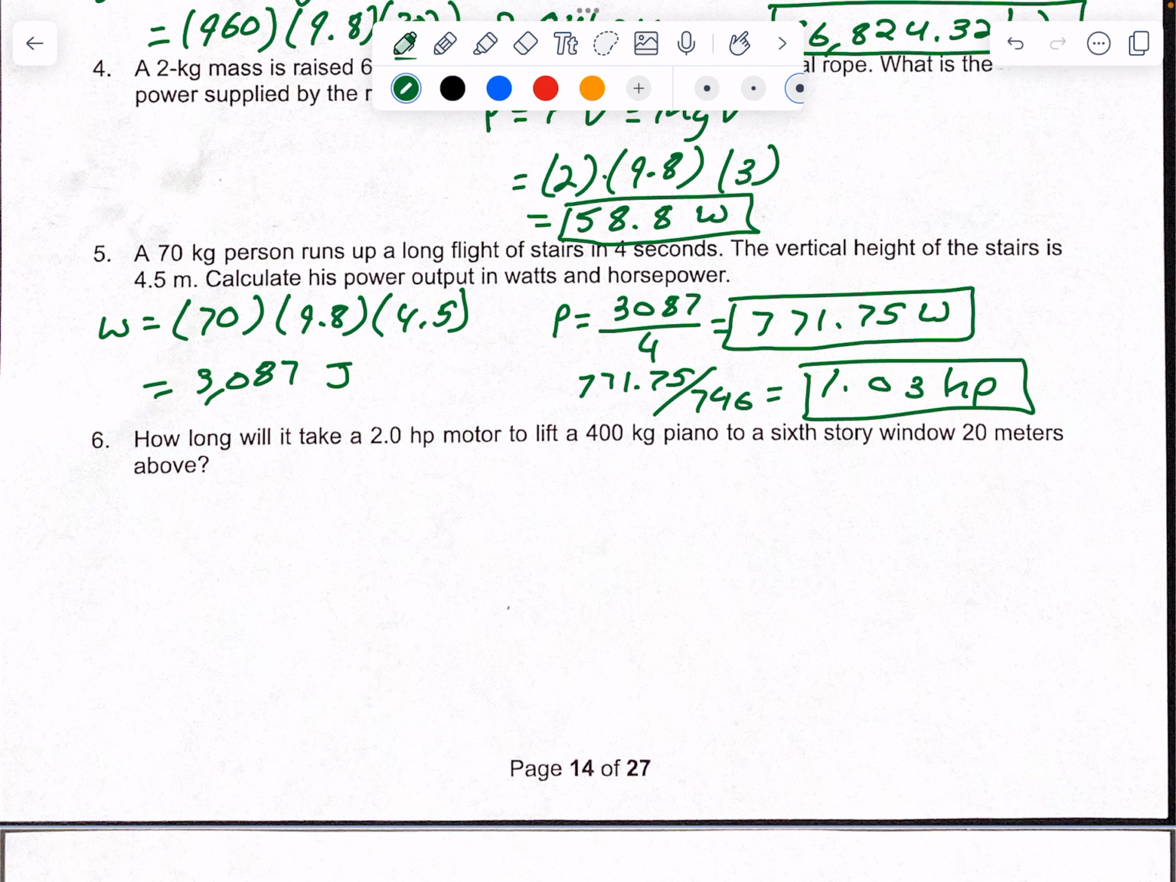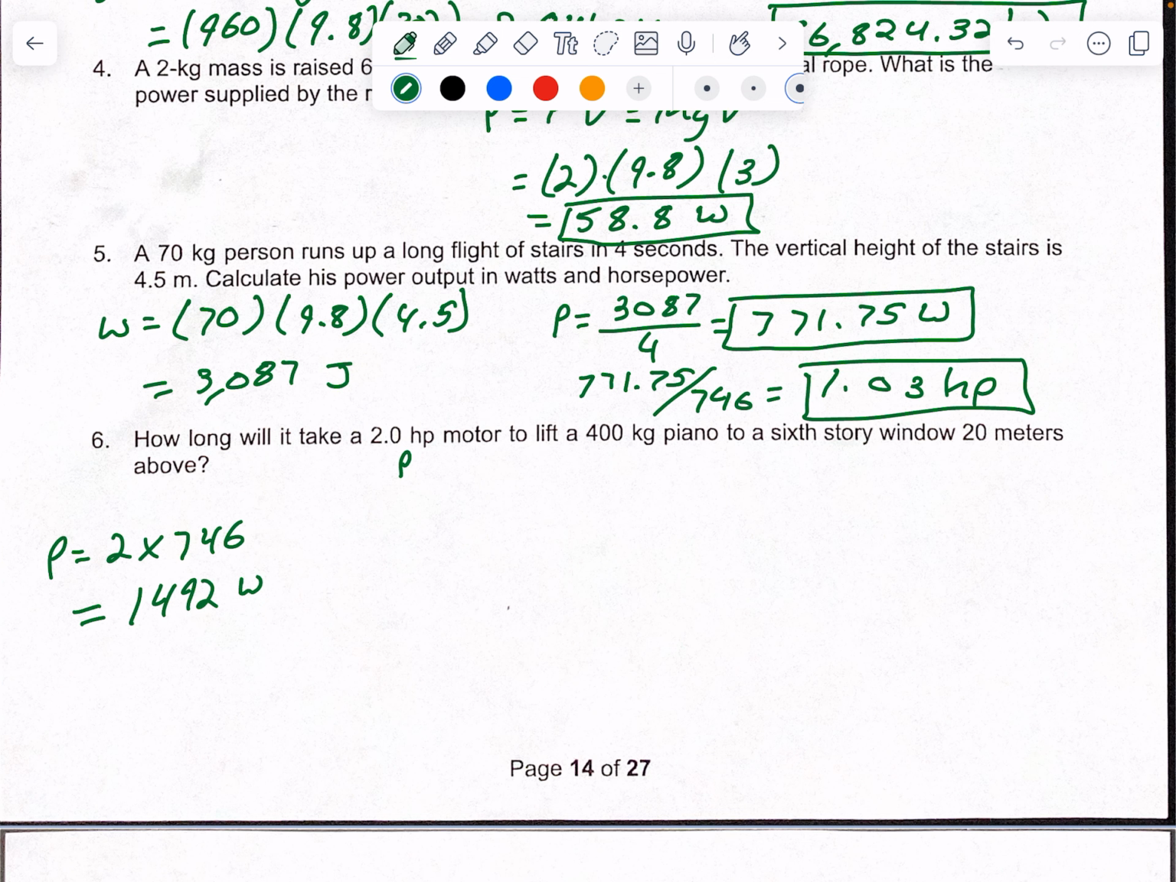6, how long will it take a 2 horsepower motor to lift a 400-kilogram piano to the 6th-story window 20 meters above? So I gave you power this time, okay? But if you noticed, whenever we solve a power equation, we always end up in watts. So in order to use the equation, you have to be in watts as well. So I'm gonna go ahead and fix that. So my power would be 2 times 746, and that gives me 1,492 watts. So now my power is good. So I've got that fixed.